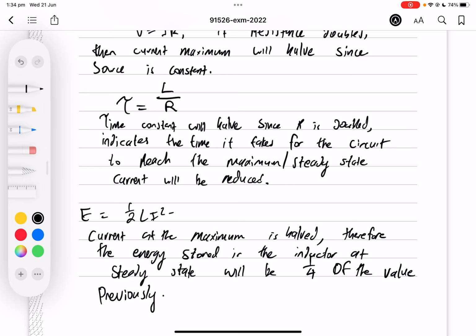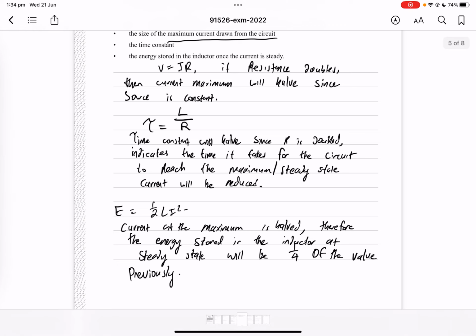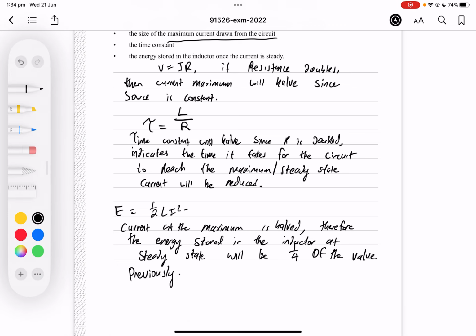And that's all we really need for this question. So we've covered all 3 points. We covered the current, the time constant, and the energy stored in the inductor. And if you can cover all of these points correctly here, that should be an excellent level grade.